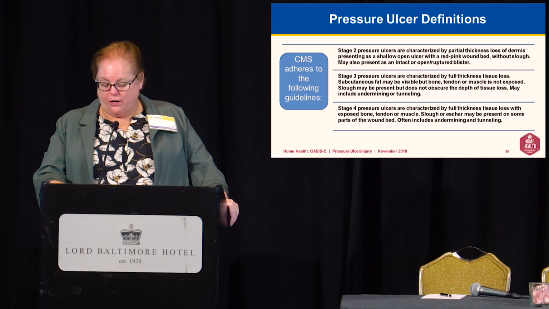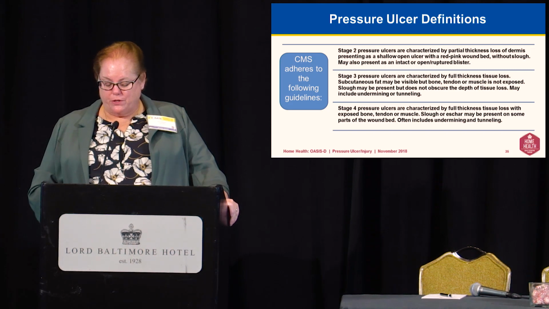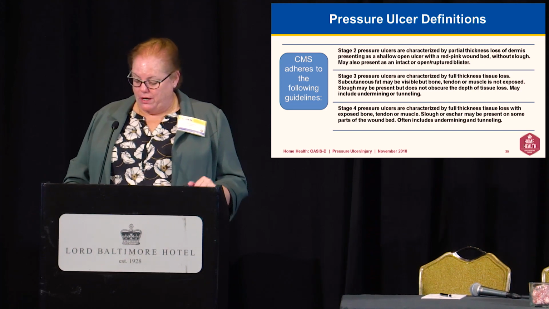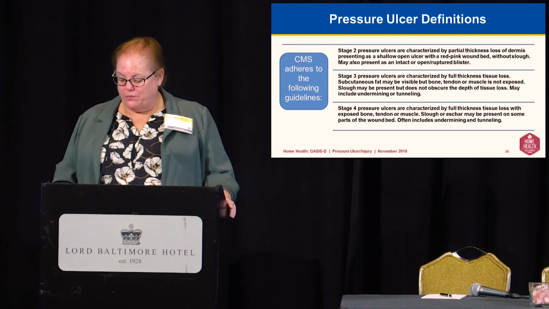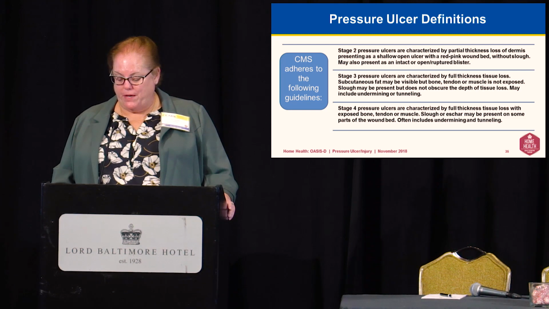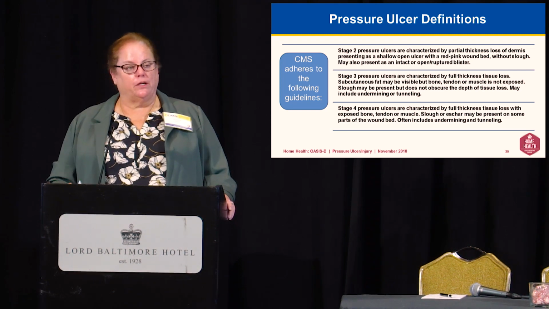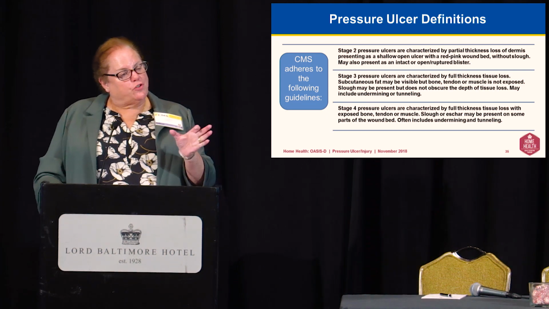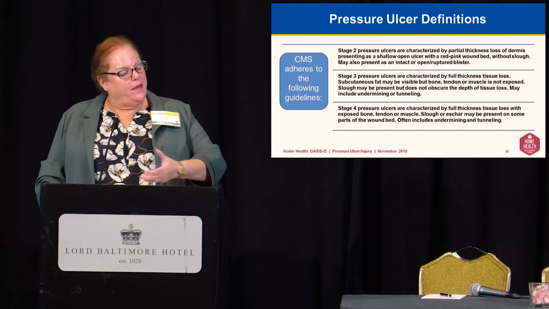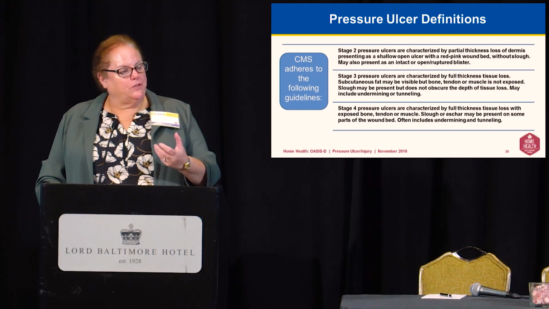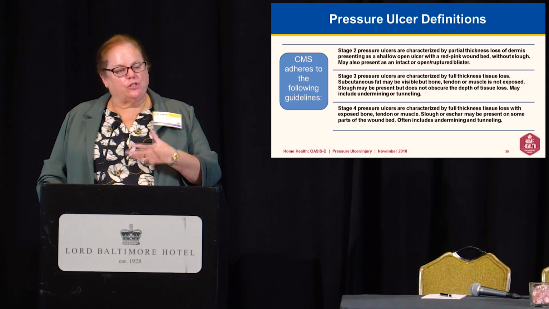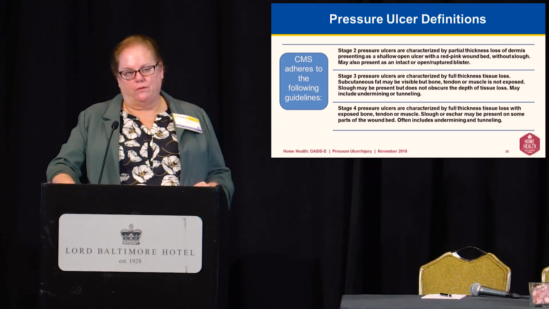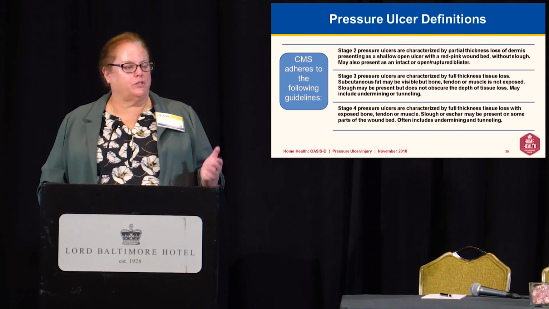Stage 3 pressure ulcers are characterized by full thickness tissue loss. Subcutaneous fat may be visible, but bone, tendon, or muscle are not exposed. Slough may be present, but does not obscure the depth of the tissue loss. May include undermining and tunneling. So you can have a stage 3 with some slough in it, but if it's a larger wound and you can really see the wound bed, then you can code that as a 3. But if there's too much slough or eschar that you can't really see down to the wound bed, you wouldn't code it as a stage 3, you would say it's unstageable due to slough or eschar.